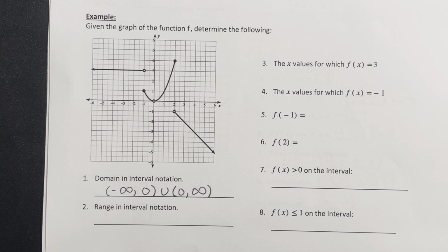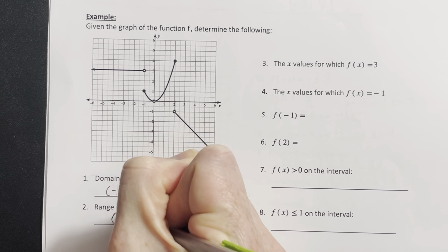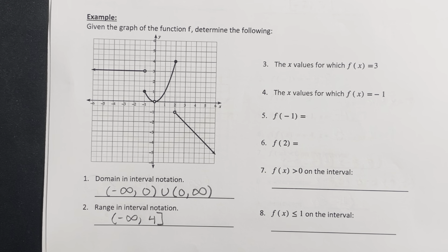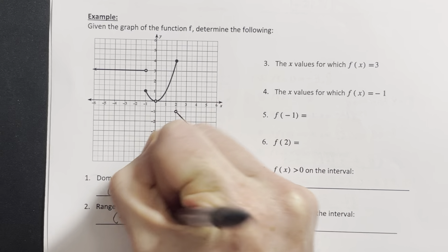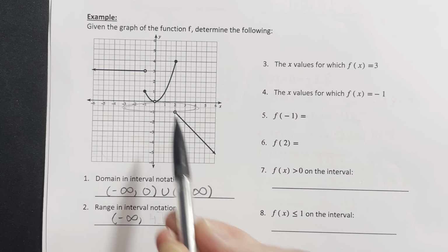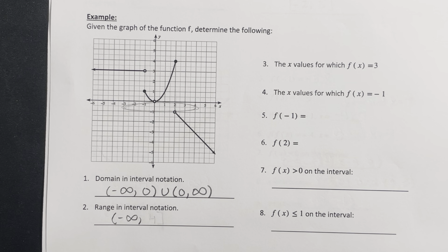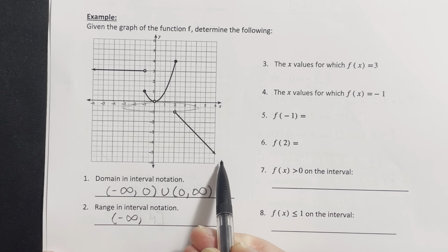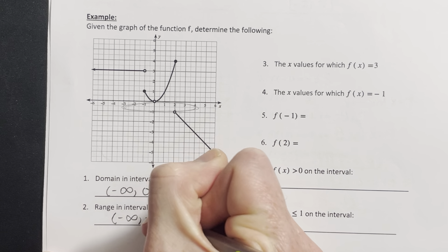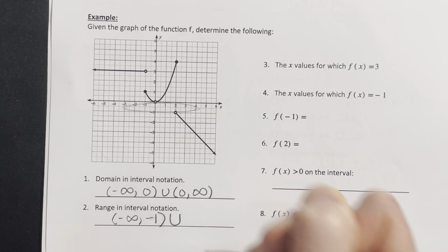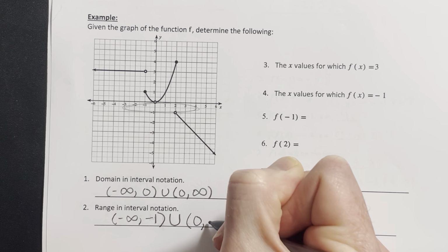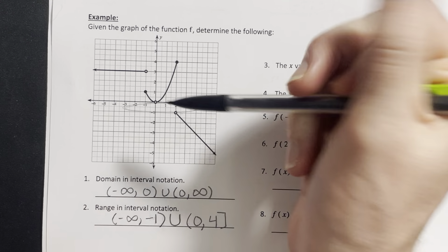The range for this function would go from negative infinity all the way up to positive 4 with a bracket. Actually, that is wrong. So I overlooked a section. There is a whole gap here in the function's range. That gap, so the negative infinity all the way up to negative 1 would be one section with parentheses, union, and then parentheses 0 all the way to positive 4.